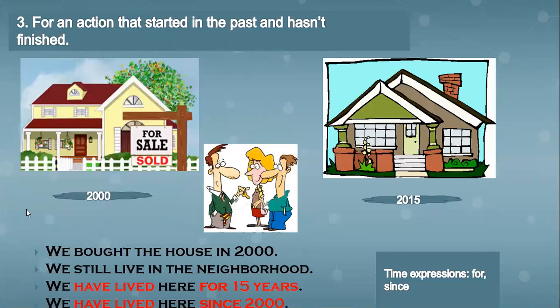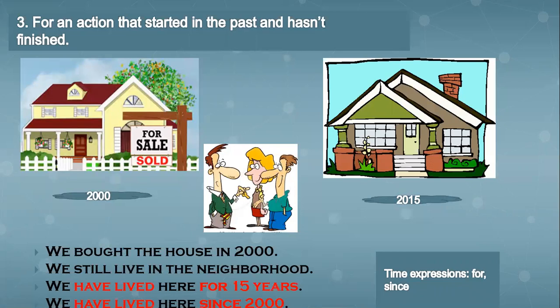The third use is for an action that started in the past but still continues. Okay, it still hasn't finished. Like when I tell you that you are a student, is today your first day of being a student? No, you actually have been a student for some years. So being a student and going to school started in the past, but did it finish? No, it still continues in the present.